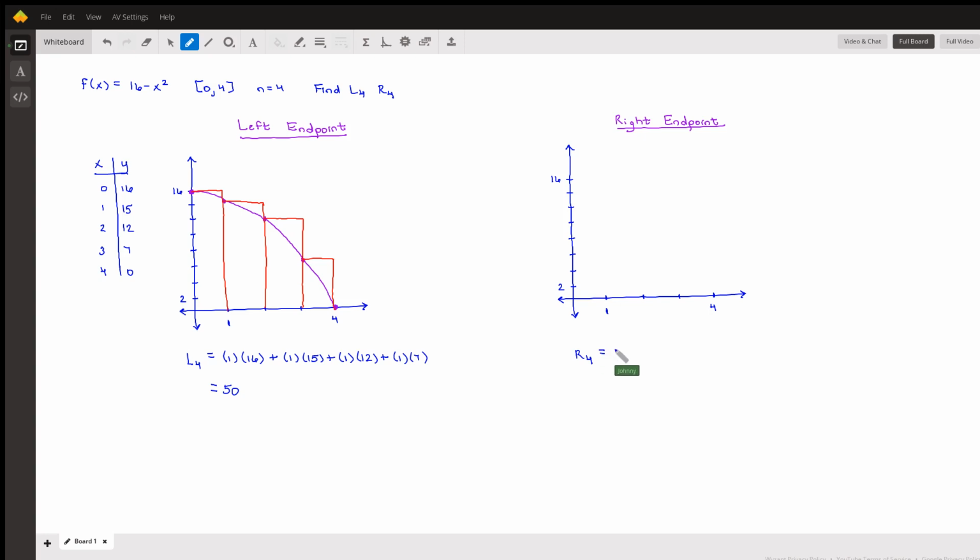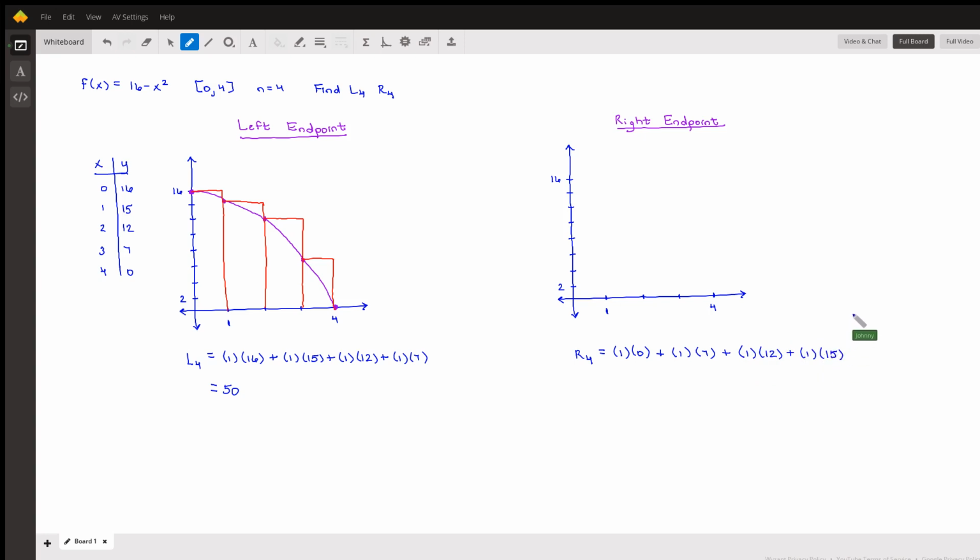But again, the widths are all 1. So the width of the far right one is going to be 1. The height is going to be 0. Right? And you can see that from my table. Plus, the width of the next rectangle would also be 1, but the height would be 7. Plus, the width of the next one would also be 1, but the height would be 12. Plus, and then the width of the last one would still be 1, but the height would be 15.